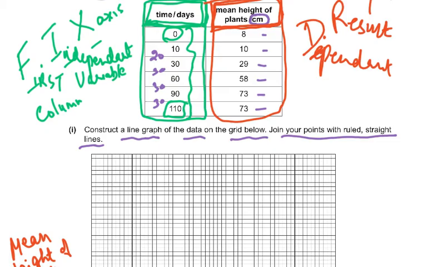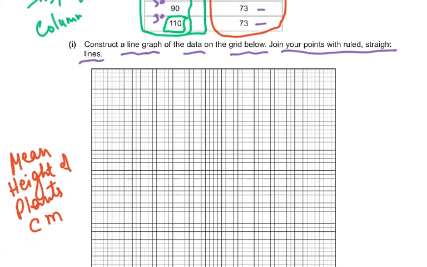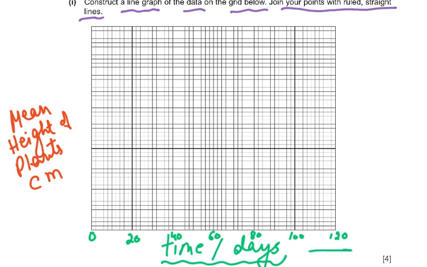You don't have to start from 0. But here, because we have a 0, we will start from 0. So we will ensure that 110 comes somewhere right at the end of the graph, at the end of the grid, at the end of the graph paper.